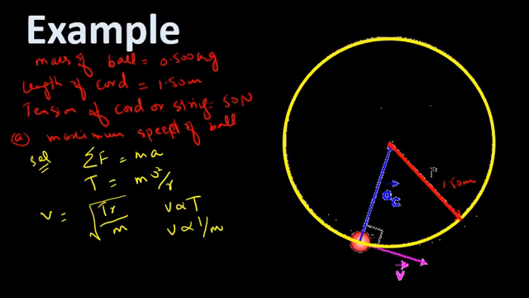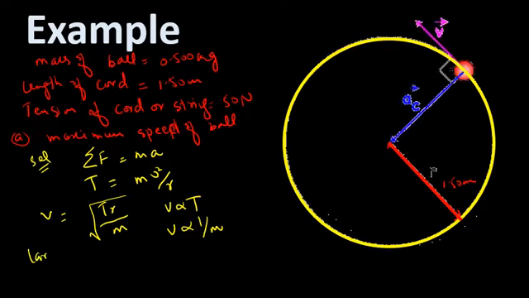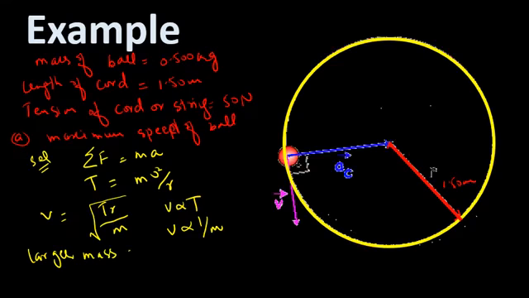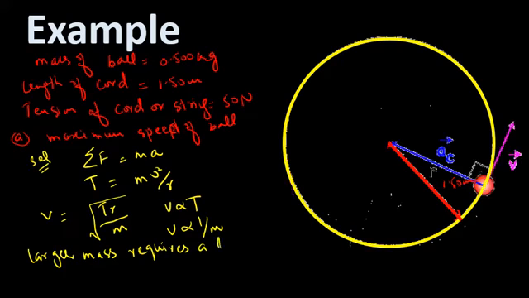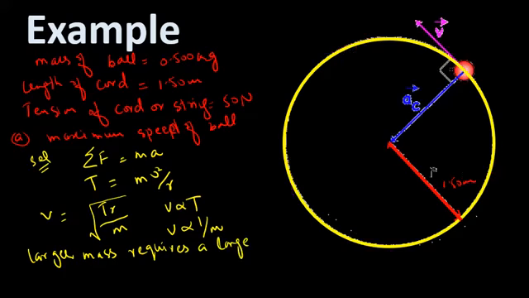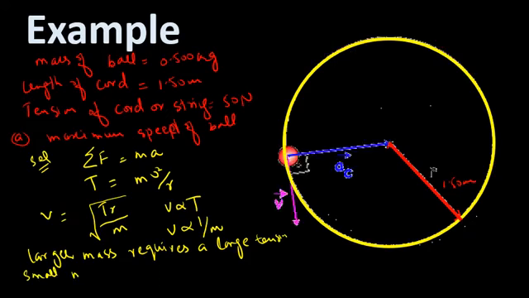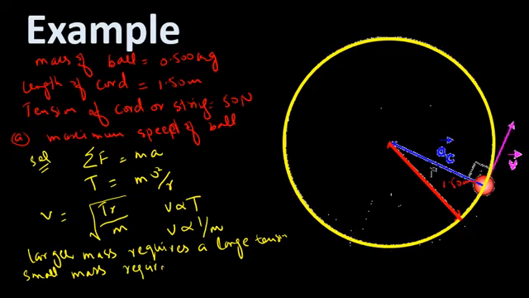So we can say that a larger mass requires a large tension, and a small mass requires a small tension.